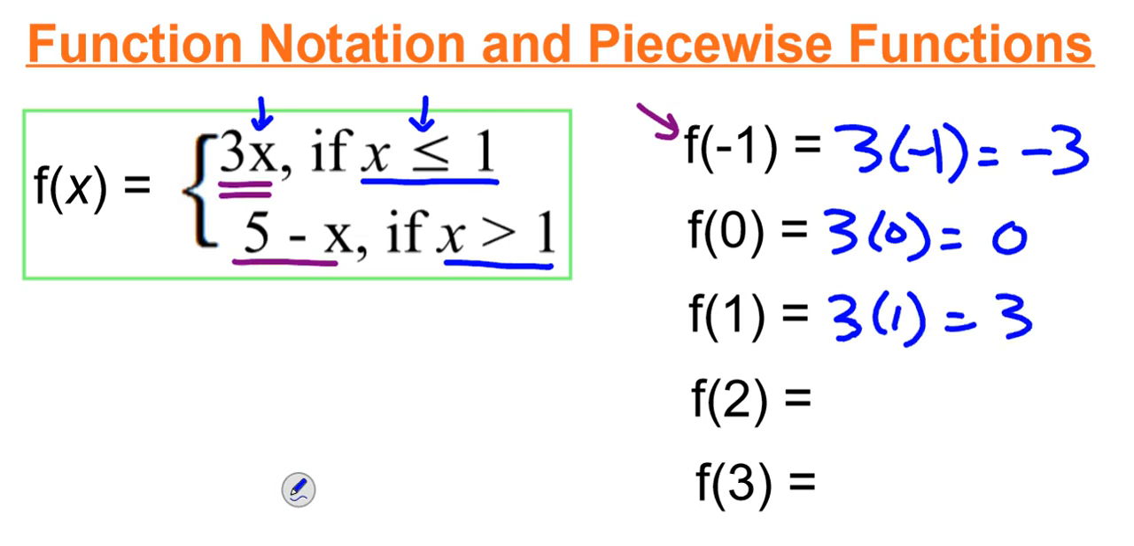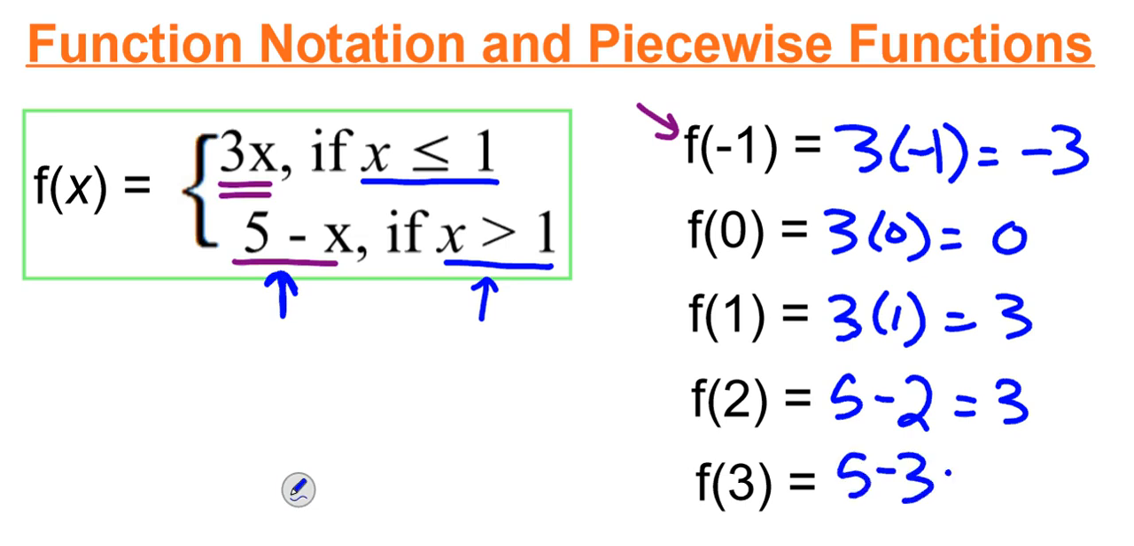All right, finally, we get f of 2. Okay, 2 is greater than 1, so that means when x is equal to 2, it falls under this constraint, then we're going to use this rule. So when we see that x, we're going to plug in a 2, and we're going to get 3. Same thing with 3. 3 is greater than 1, so that means we're going to use this rule, the 5 minus x, and we get 2.